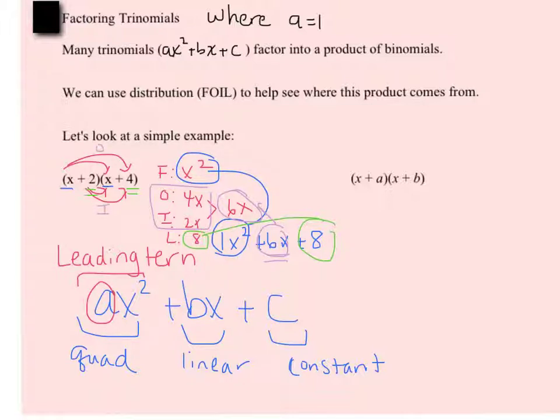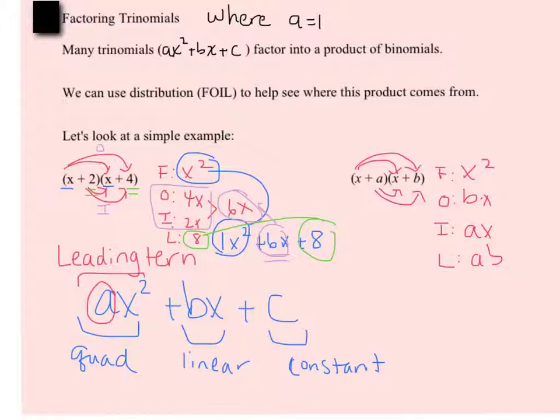Let's look at another example that's a little bit more ambiguous. And here I have x plus a and x plus b. If I were to FOIL this out, for my firsts, I get x times x, which is x squared. My outsides is x times b, and I'm going to write that as bx. My insides, which is a times x, I'm going to write that as ax. And my lasts is a times b.